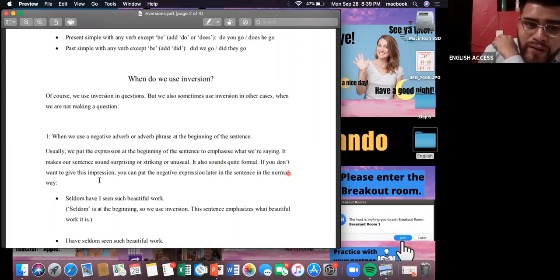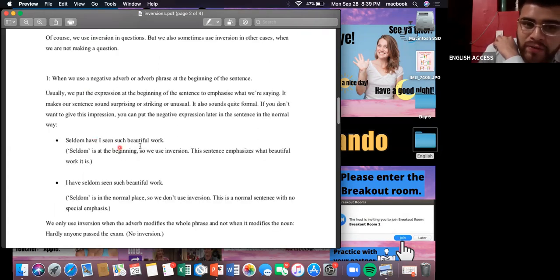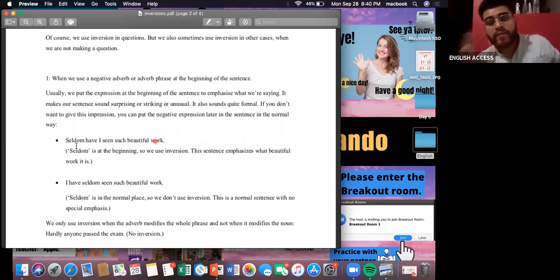It also sounds quite formal. If you don't want to give this impression, you can put the negative expression later in the sentence in the normal way. Seldom have I seen such beautiful work. Seldom is at the beginning, so we use an inversion. This sentence emphasizes what beautiful work it is. I have seldom seen such beautiful work. Seldom is in the normal place, so we don't use the inversion. This is a normal sentence with no special emphasis. Okay, so this is the same sentence as this, but the first sentence is inverted, so it sounds very emphatic.